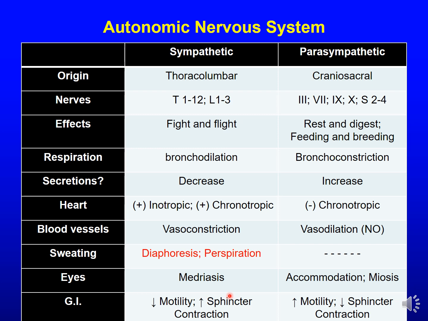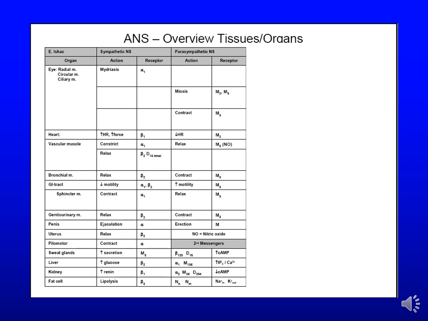So all these effects here in black are done by norepinephrine, but this effect of sweating after activation of the sympathetic nervous system is produced by acetylcholine, as are all effects of the parasympathetic nervous system on the tissues mentioned in the previous slide. Here we have more examples of these effects.